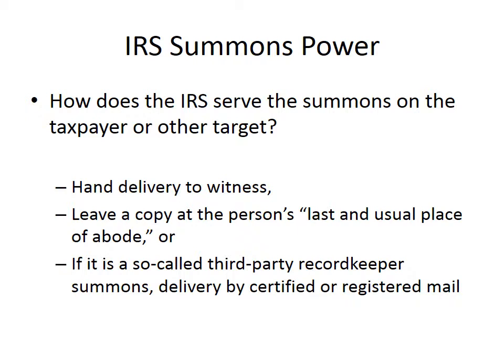Now, how does the IRS serve the summons on the taxpayer or other target? There's three main ways. The first is hand delivery to the witness. The second is leaving a copy at the last and usual place of abode. And the third is that, assuming it's a so-called third-party record keeper summons, delivering it by certified or registered mail.